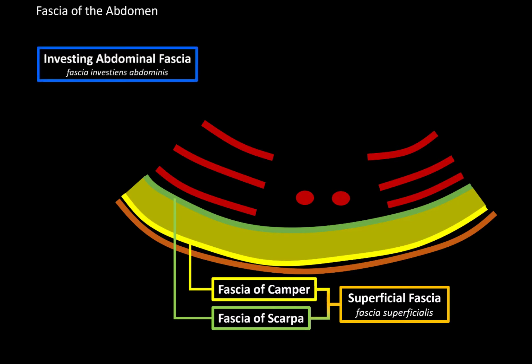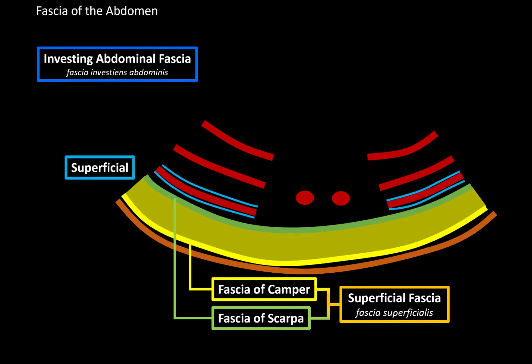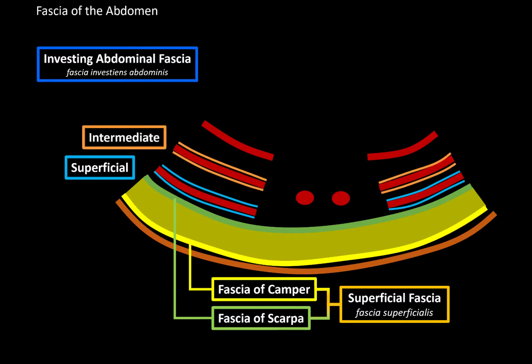Next, we have a fascia called the investing abdominal fascia. And as the name implies, this fascia is going to surround the abdominal muscles. So the investing abdominal fascia is divided into three layers. First is the superficial investing abdominal fascia surrounding the external oblique. Then there's the intermediate investing abdominal fascia surrounding the internal oblique. Then there's the deep investing abdominal fascia surrounding the transverse abdominal muscle.